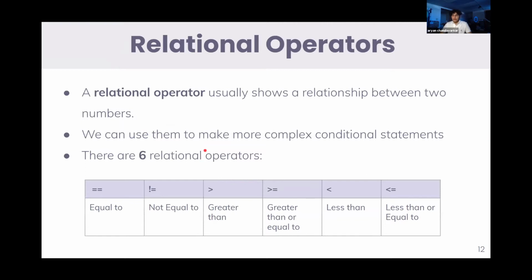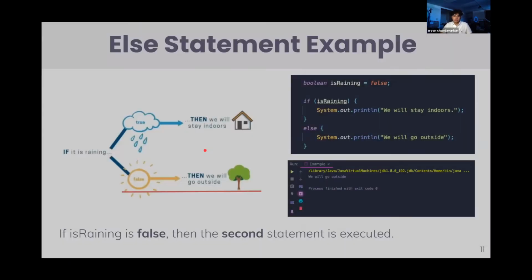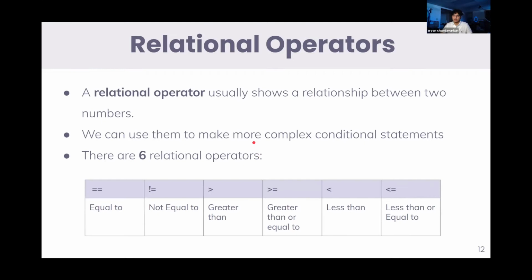Okay, now in Java, we don't always only have true and false, because sometimes we have other different types of things that we want to do. So we have two different types of operators, and we mentioned this in the key terms slide. The first type of operator is called a relational operator. A relational operator just shows a relationship between two numbers or two values. So we use them to make more complex conditional statements.